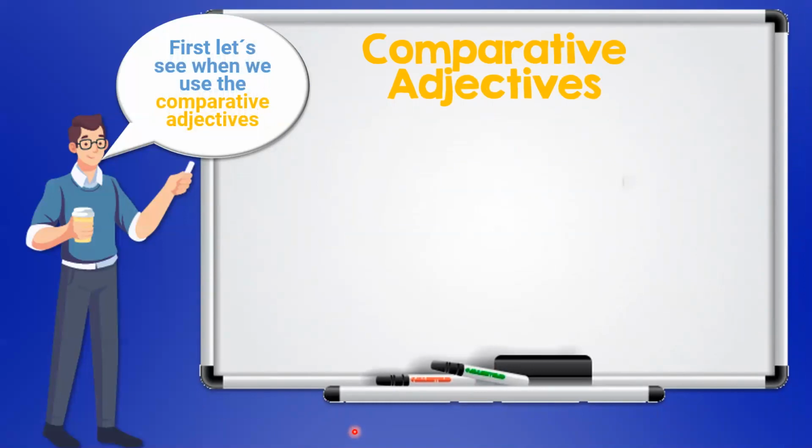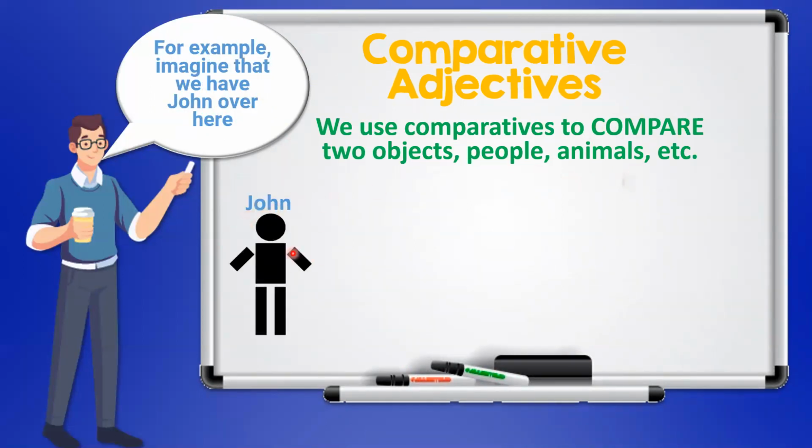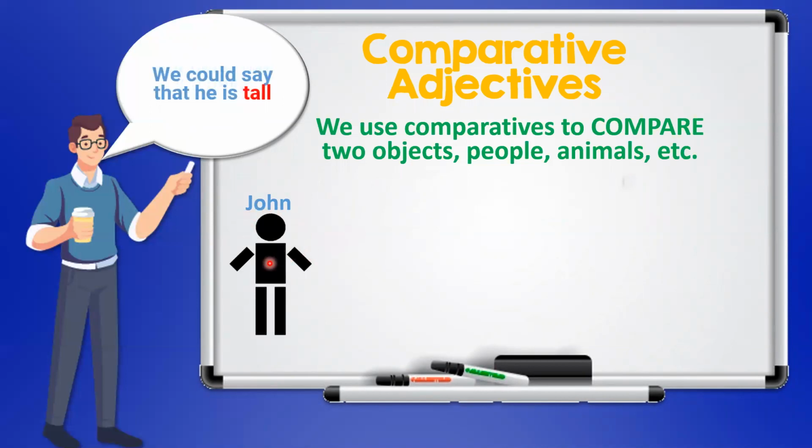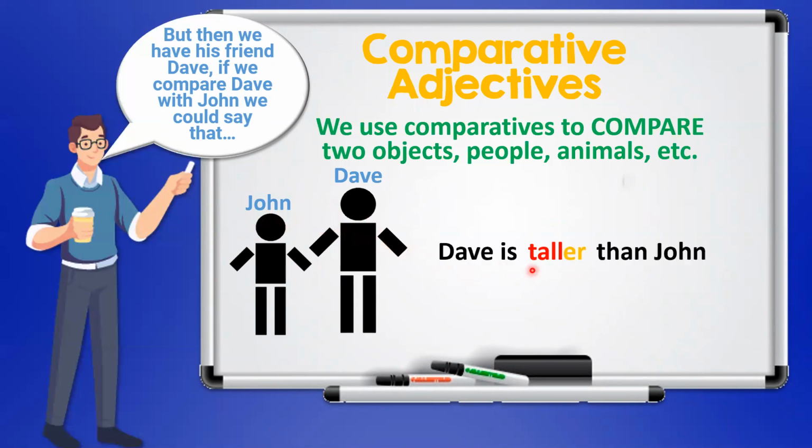First, let's see when we use the comparative adjectives. We use the comparatives to compare objects, people, animals, etc. For example, imagine that we have John over here. We could say that he is tall, but then we have his friend Dave. With John, we could say that Dave is taller than John. We are comparing Dave with John.